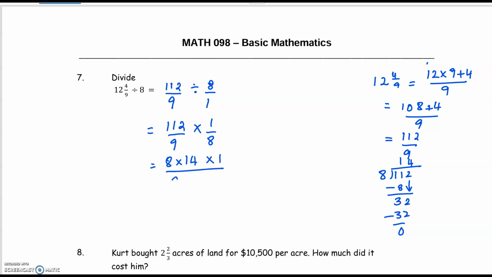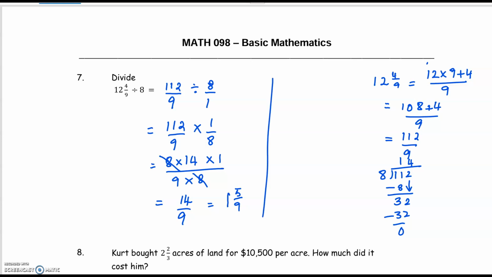Times 1 over 9 times 8. So we cancel the 8 and the 8. And we are left with 14 over 9. 9 goes once into 14. Leaving a remainder of 5, and that's how we get 1 5/9.